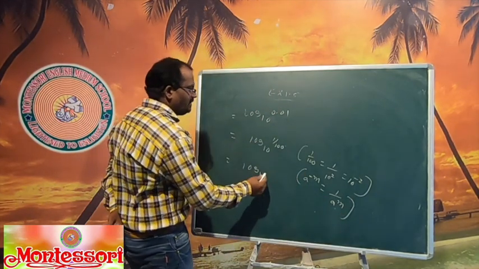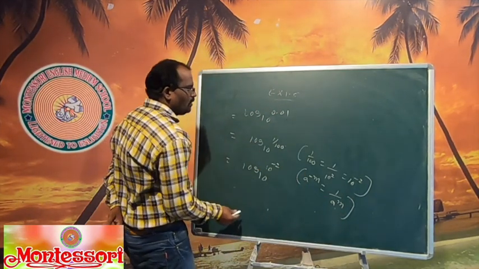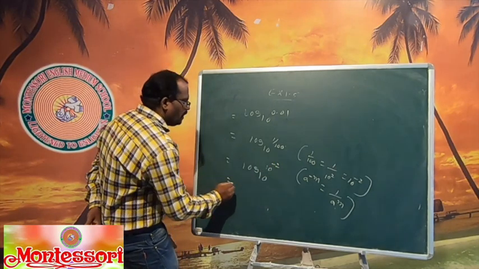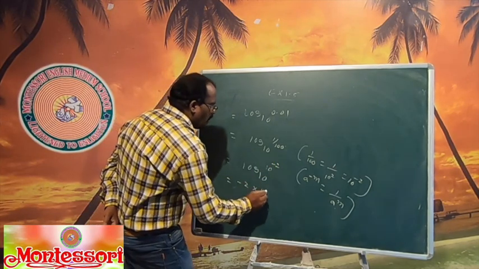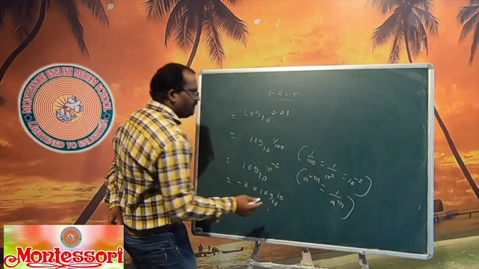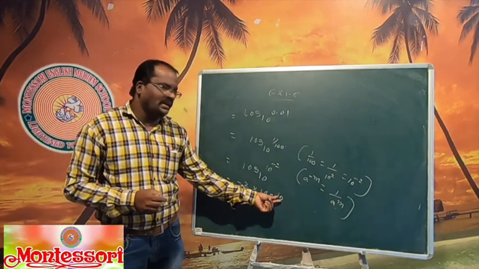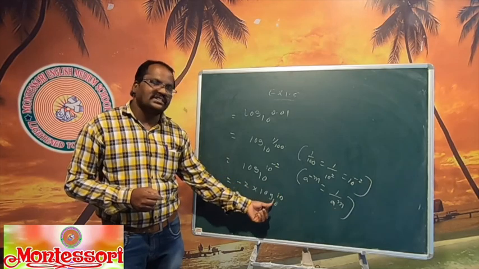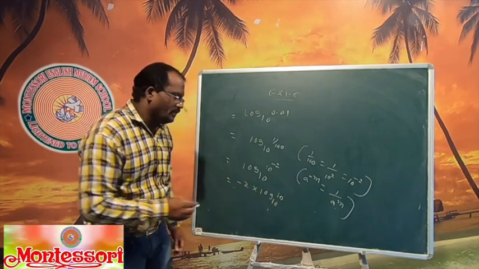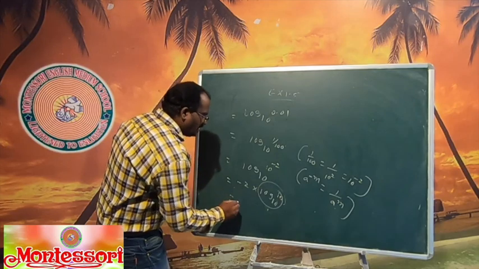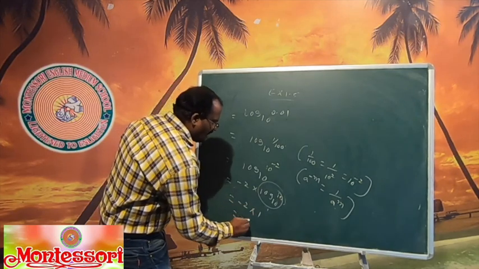So we write this as 10 power of minus 2. The minus 2 comes to the front. Minus 2 into log of 10 power 10. I said previously also, whenever both are equal, the base and the value, the answer is always 1. Now your answer is minus 2 into 1, so the answer is minus 2.